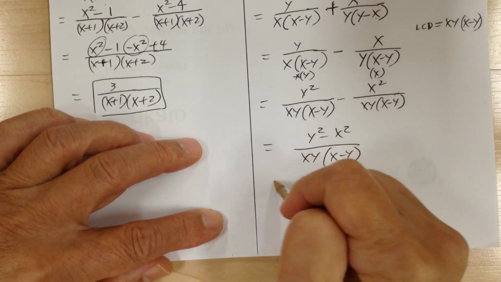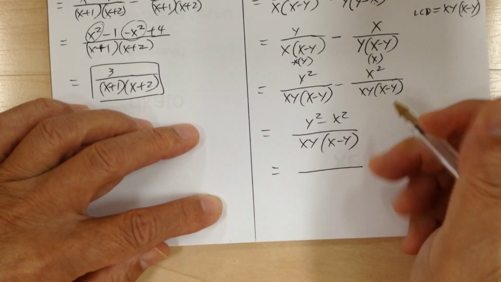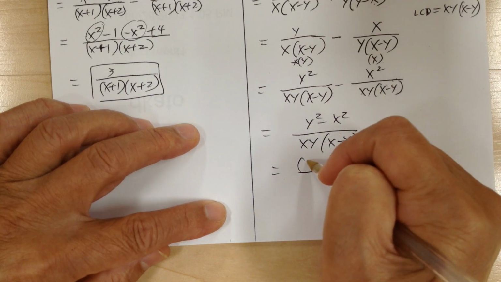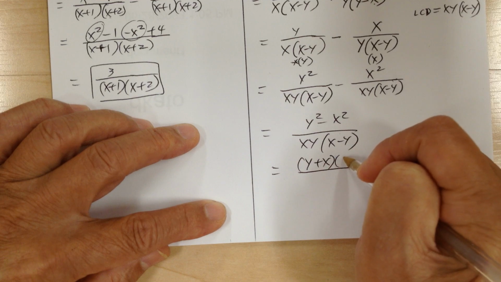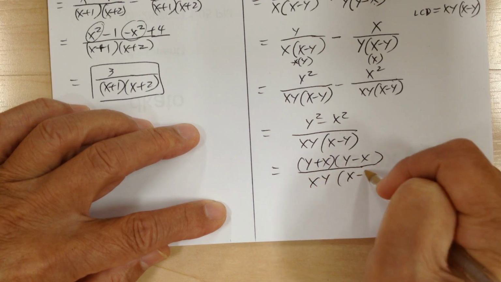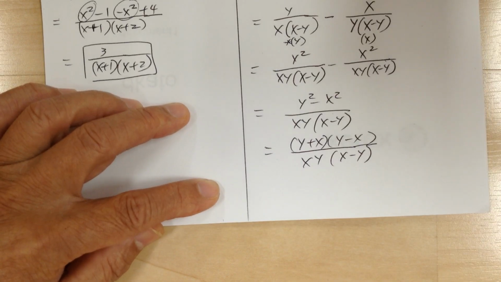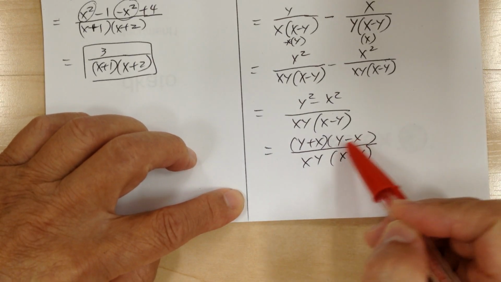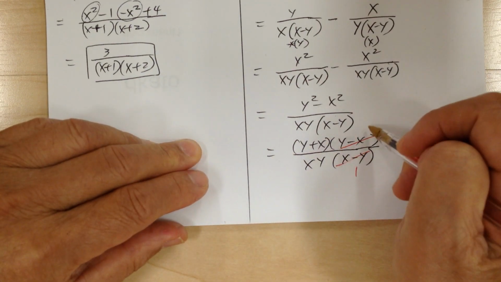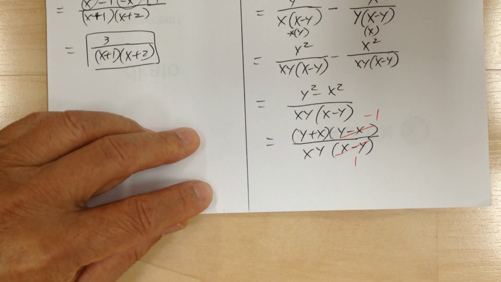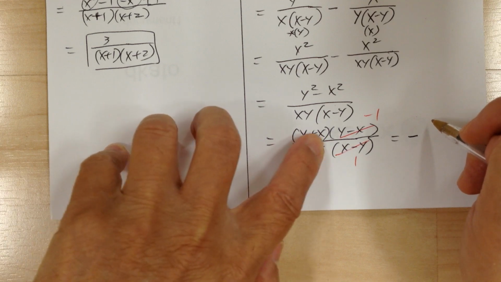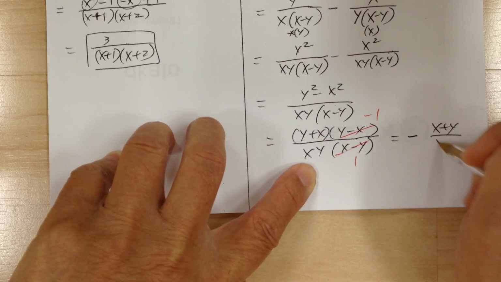Again, you have to do the factoring. This is your step 2a, the difference of squares. When you factor, you get y plus x, y minus x over xy and x minus y. Now you have x minus y and y minus x, which are opposites of each other, so when you cancel out, you get negative 1. So your answer is negative, and you can switch the addition, x plus y over xy.